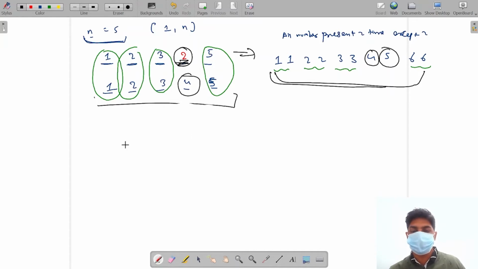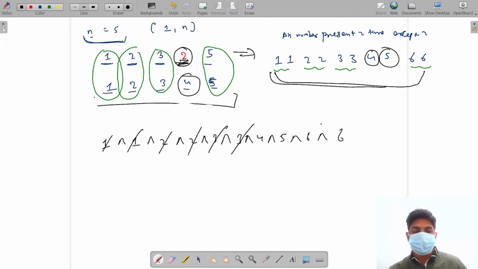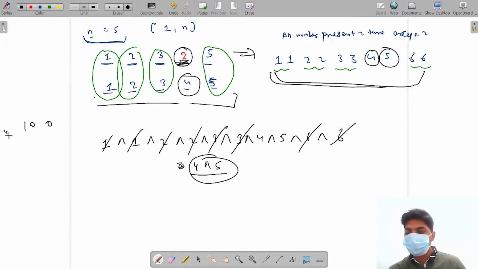What we used to do is take the XOR of all the numbers. So if we take the XOR of all the numbers, what will we get? 1 XOR 2 XOR 2 XOR 3 XOR 3 XOR 4 XOR 5 XOR 6 XOR 6. XOR of same numbers equals 0. Same for 2, same for 3, same for 6. So what are we left with? We are left with XOR of 4 and 5. If we calculate the XOR of 4 and 5, 4 is 100 and 5 is 101.